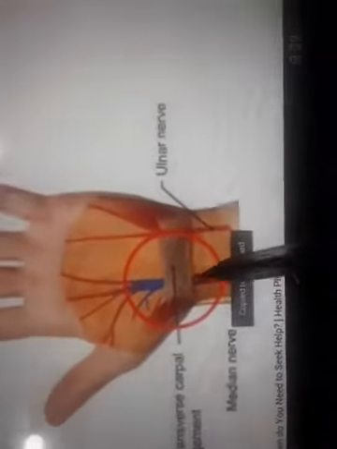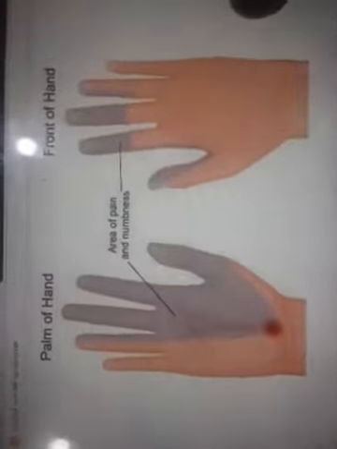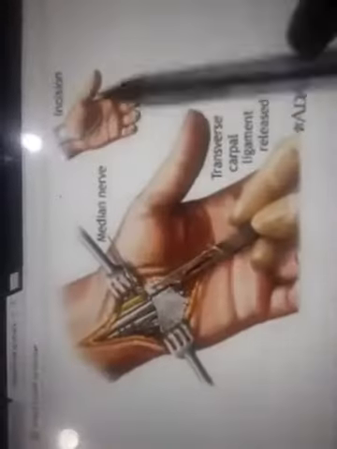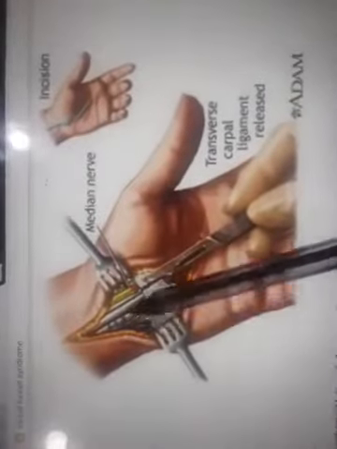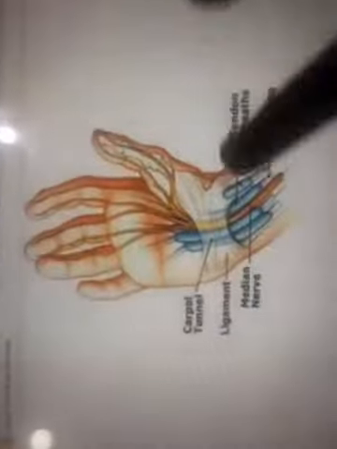So this is it. And let's look at a few more. So this is the median nerve. It crosses out into the palm. Okay, so these are some of the pictures. And this is the anatomy of the wrist.